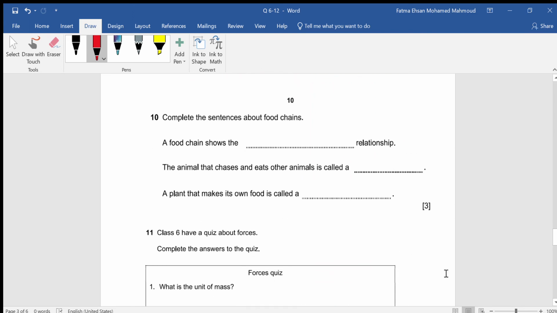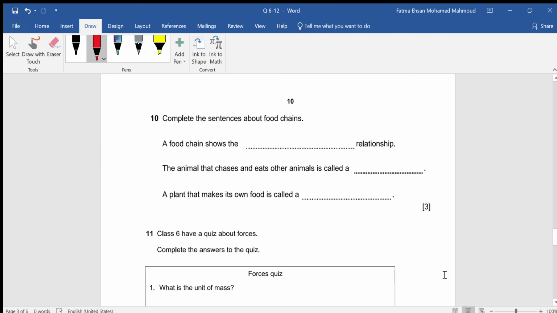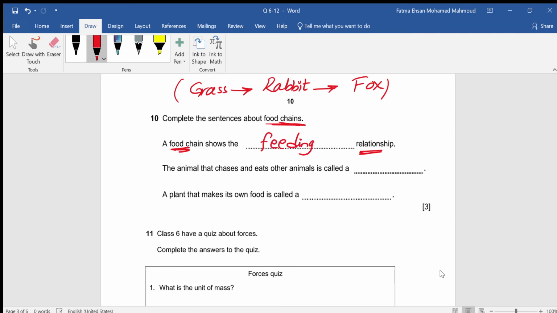Question 10. Complete the sentences about food chains. Let's recall, what's the food chain? The food chain is the feeding relationship. So for example, if I have grass is eaten by a rabbit is eaten by a fox. So this is a simple food chain. So the food chain shows the feeding relationship. The animal that chases and eats other animals, like here, what do we call the fox? The fox is called the predator. A plant that makes its own food is called, like here we have grass, it's the producer. So the food chain starts with the producer, ends with the predator.